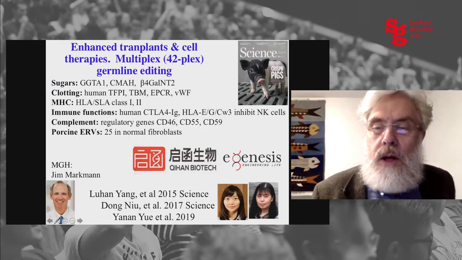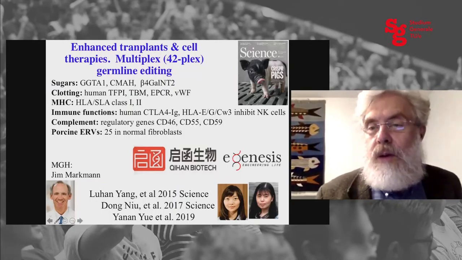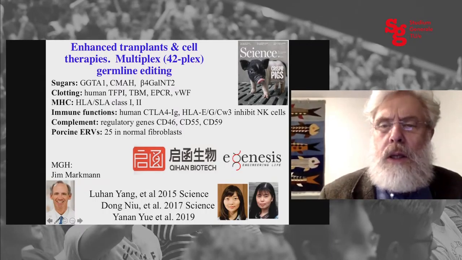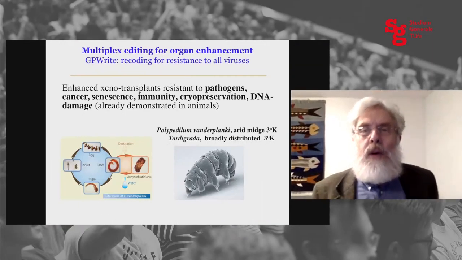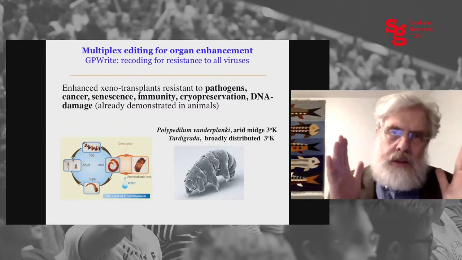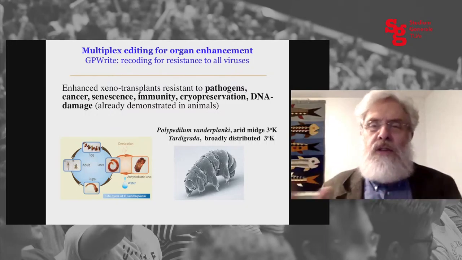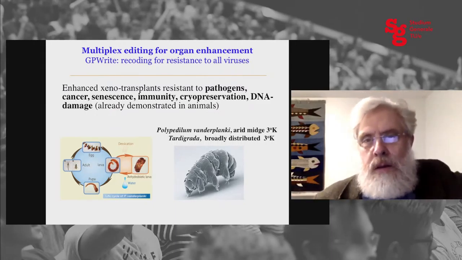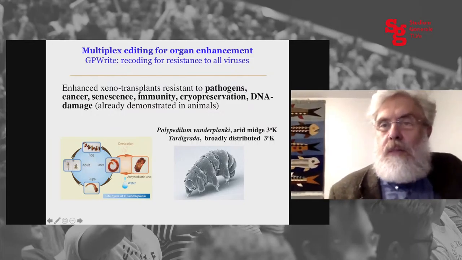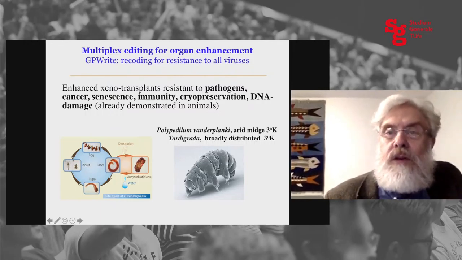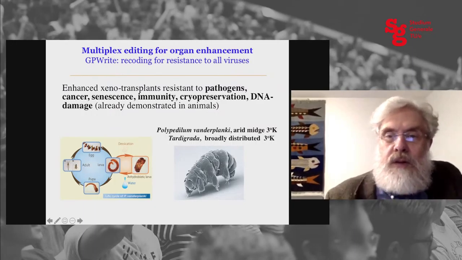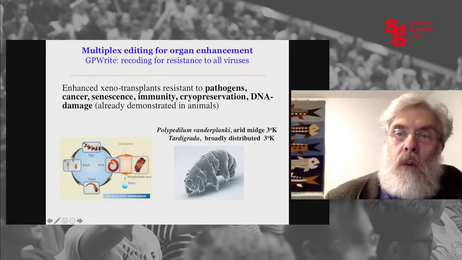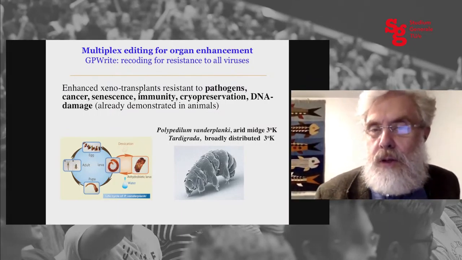I should mention that Luhan Yang was involved in all of this work, as graduate student, postdoctoral fellow, and now CEO. She was also co-inventor of CRISPR. And the point of this is not just to deal with the crisis that we have with an insufficient number of organ donors, but the opportunity to make organs that are enhanced, better than the typical human donor organ, in that they can be resistant to pathogens, to cancer, to senescence, immunity, which I've already mentioned, maybe cryopreservation and DNA damage. All of these will improve their viability. Essentially all of these have been proven either in naturally occurring animals, such as the tardigrade, or in synthetic biology animals, the mouse.